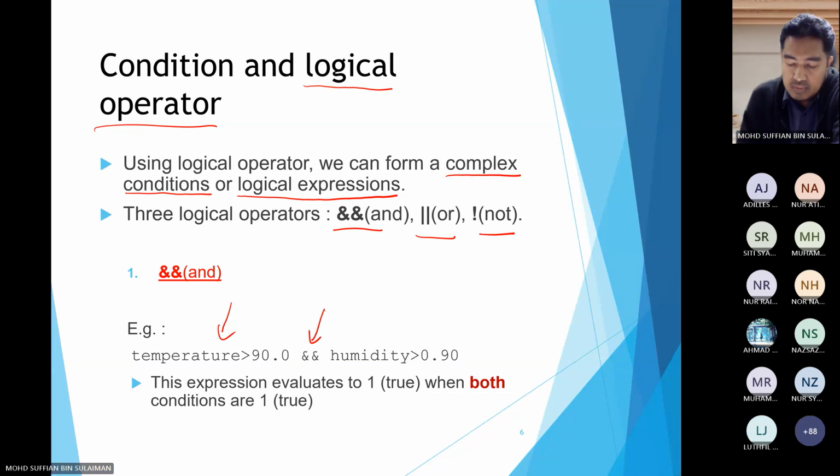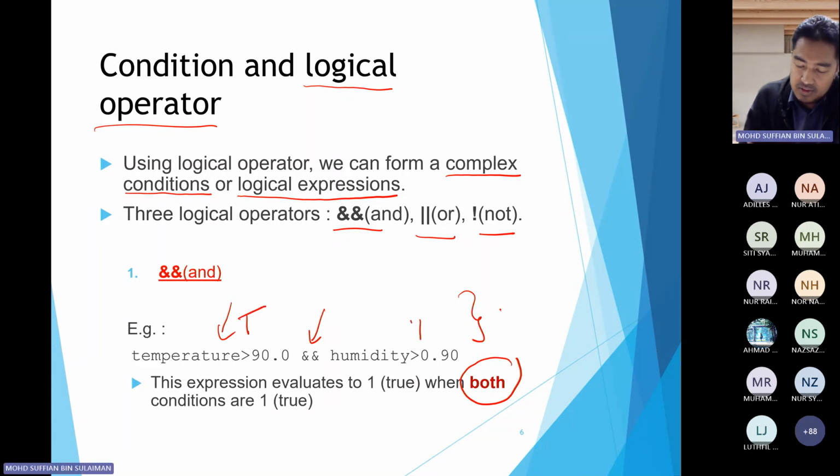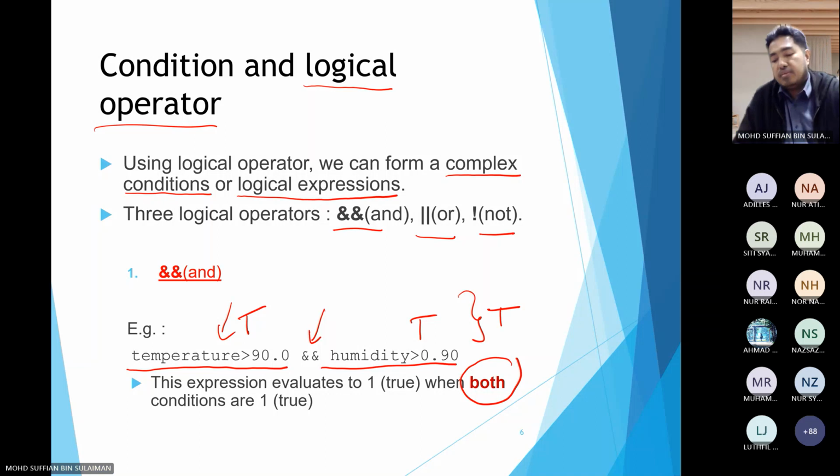So what is meant by this expression? This expression evaluates to true when both conditions are true, both. So if this one is true and this one is true, then the whole condition will be true. If this condition is true and this condition is true, so both must be true, then the result will be true.